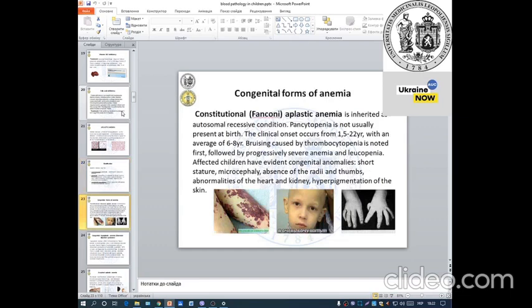Constitutional Fanconi anemia is not usually present at birth. The clinical onset occurs from 1 year to 22nd year of life, with an average of 6-8 years. Bruising caused by thrombocytopenia is noted first, followed by severe anemia and leukopenia. Affected children have congenital anomalies of skeleton, heart, kidney.